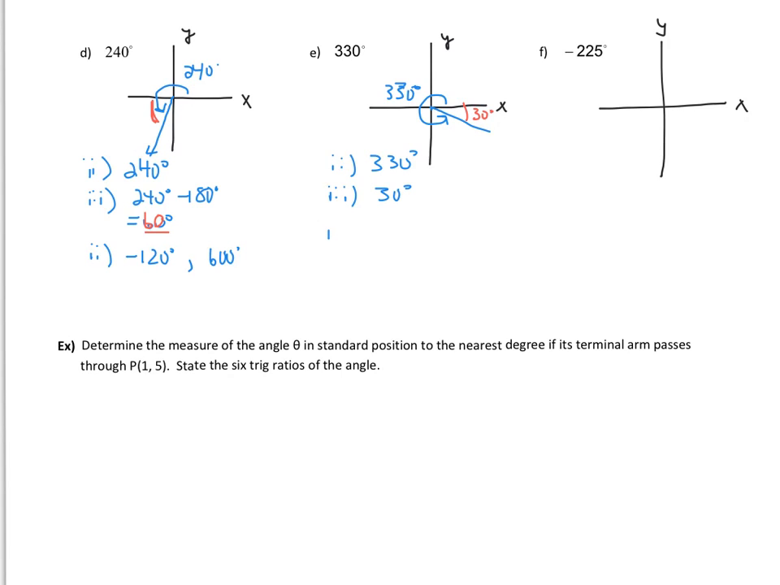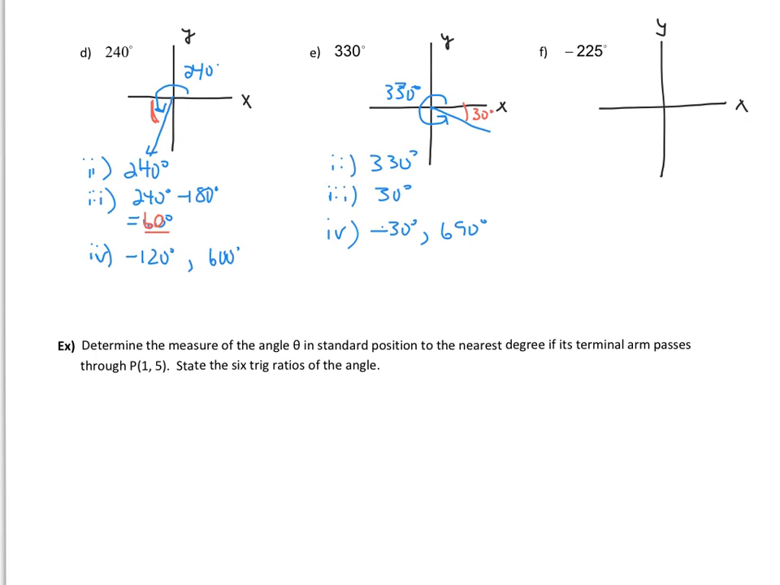And if I take 330 and subtract 360 from it, I just realized I mistakenly marked another question with the wrong Roman numeral. Sorry, distracted. 330 degrees minus 360 would give me negative 30 degrees. If I take 330 and add 360 to it, I get 690 degrees, and that's sticking within that domain that is specified up above.